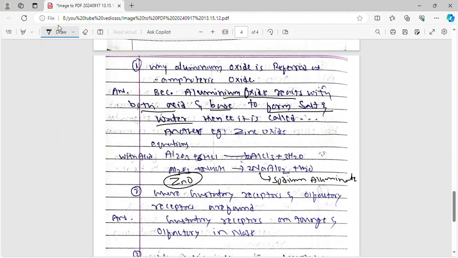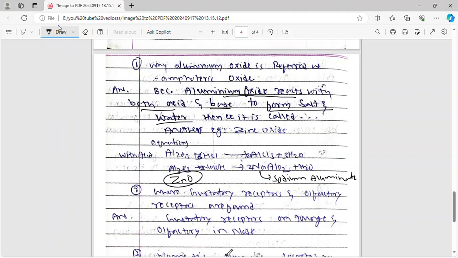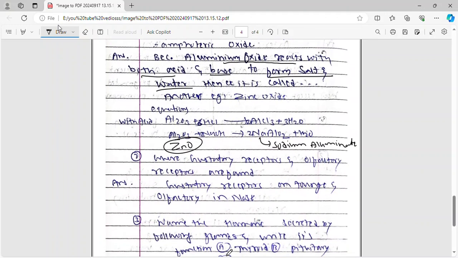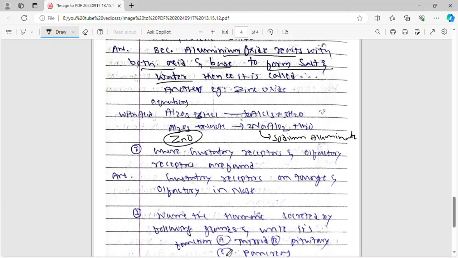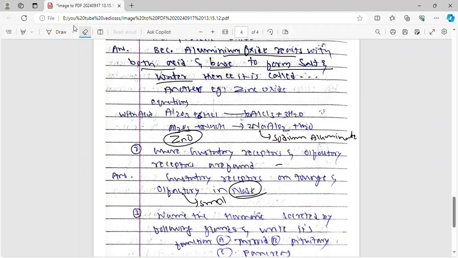Where are gustatory receptors and olfactory receptors found? Gustatory receptors are for taste, so obviously they are found in the tongue. And olfactory receptors are found in the nose. Remember, gustatory receptors are found where? Tongue. And olfactory for what? Smell. Olfactory receptors are for smell, gustatory receptors are for taste. Okay, boys and girls, understood?